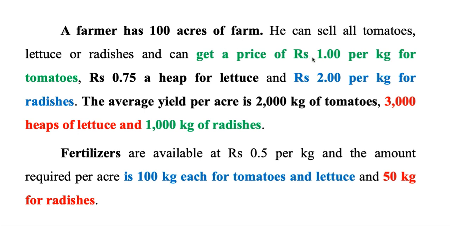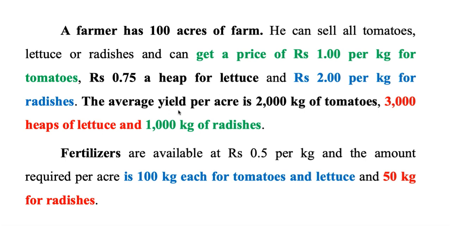He can get a price of 1 per kg for tomatoes. Whatever is the output of tomatoes, he is going to sell at 1 rupee per kg, right? Then he is going to sell the total output of lettuce, whatever number of heaps of lettuce he is producing. Each heap he is going to sell for how much? 0.75 rupees. Then he is going to sell radish at rupees 2 per kg.